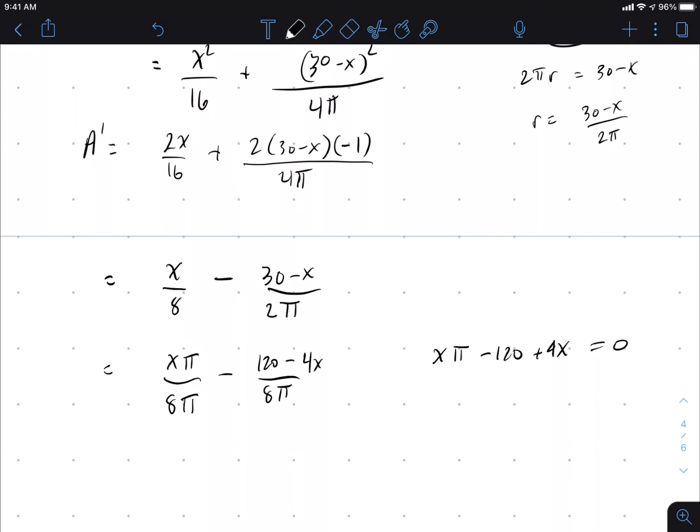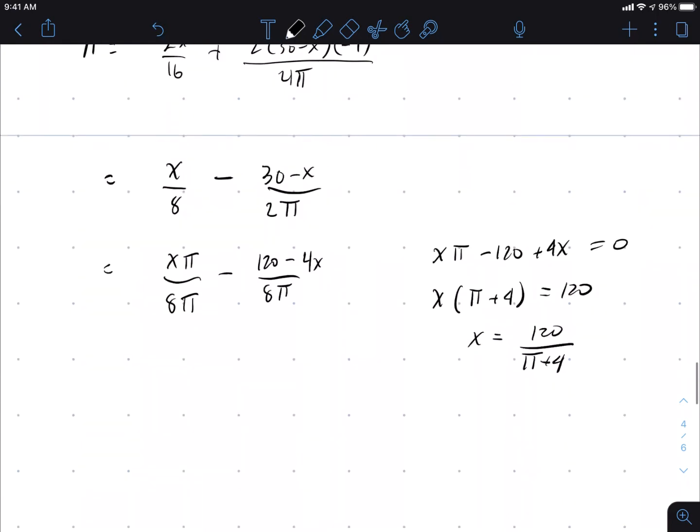And so from here, I'm going to get x(pi plus 4) is equal to 120. So x is equal to 120 divided by (pi plus 4). And what the heck is that as a number? 120 divided by (pi plus 4) is 16.803.